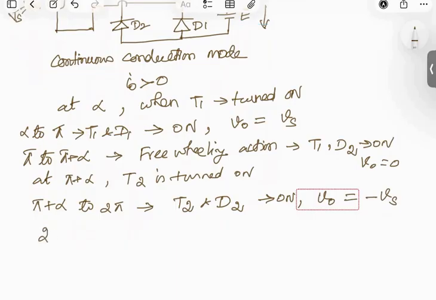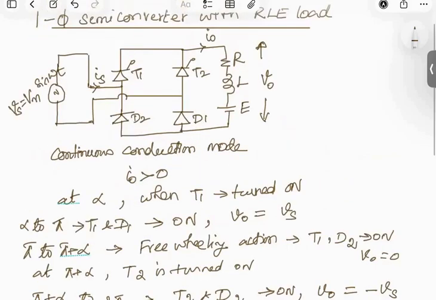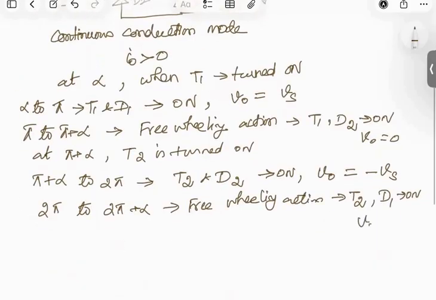Then from 2 pi to 2 pi plus alpha, again we will have the freewheeling action. This action will be done by the conduction of the already conducting thyristor T2 along with D1. So when T2 and D1 are in on condition, again the load is short circuited. So V0 will be equal to 0.